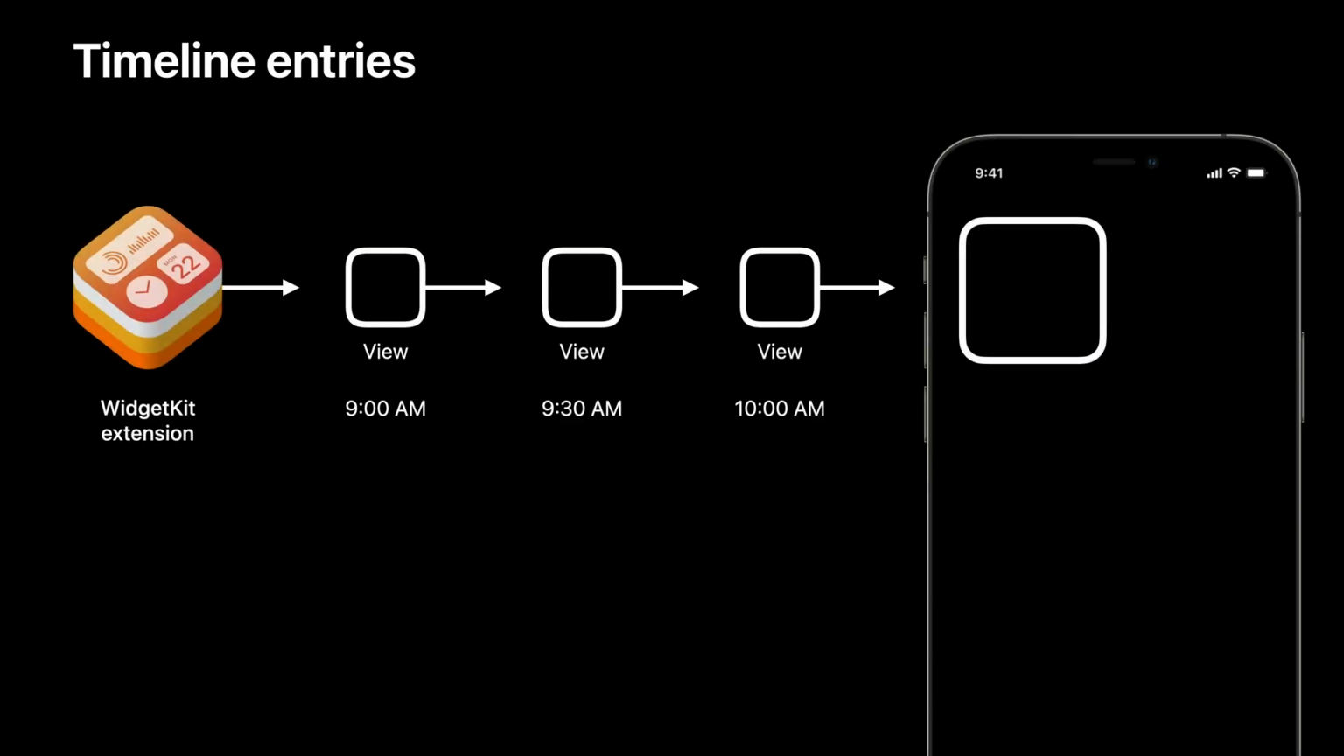At the heart of WidgetKit is the timeline. This is the core mechanism of widgets to stay relevant throughout the day. A timeline is composed of one or more timeline entries. In this example, you can see three such entries, one at 9 a.m., 9:30 a.m., and 10 o'clock a.m.